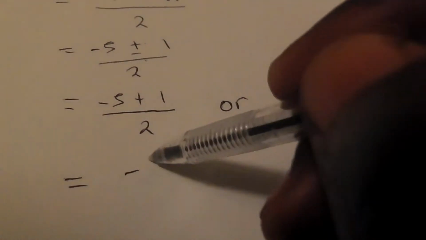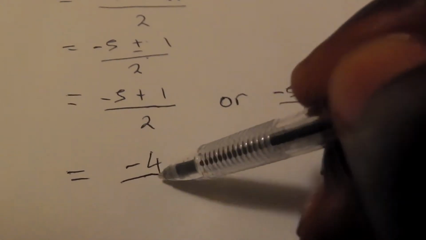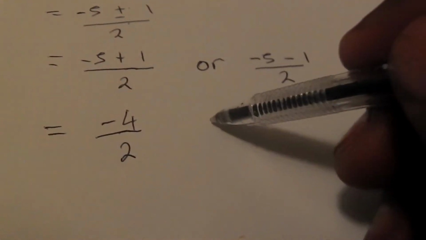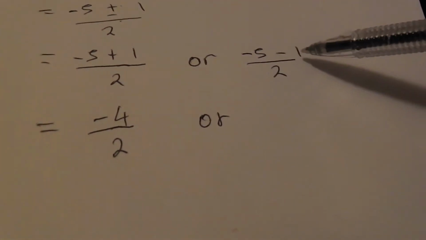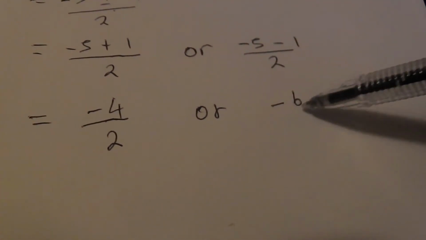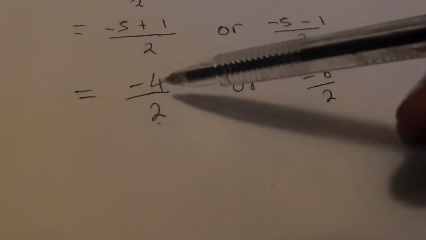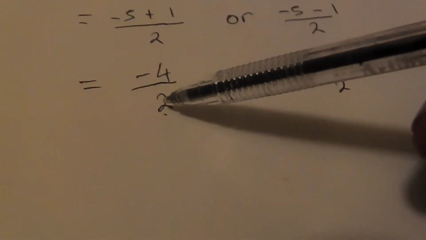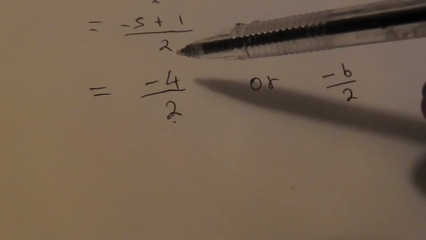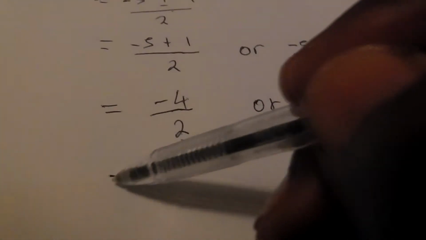It will be negative 5 plus 1, that will give us negative 4 over 2, and then the other one there, negative 5 minus 1, that will become negative 6 divided by 2. And then now we just simplify, 2 into negative 4. Here we are dividing a positive number into a negative number, so it means our answer will be a negative.